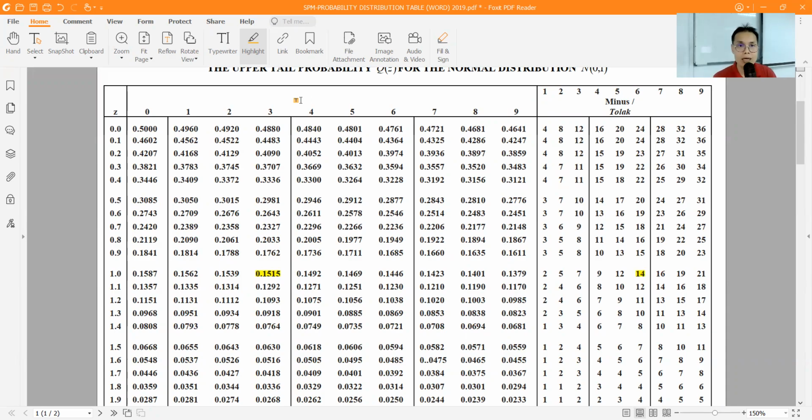So how do you read this? We read 1.036. When you add the number on top, you have to minus the number below. That means that we read the number on top, 1.036. 6, we have to minus 14. Minus 14 from the last two digits of 1515. Okay, let me just show you here.